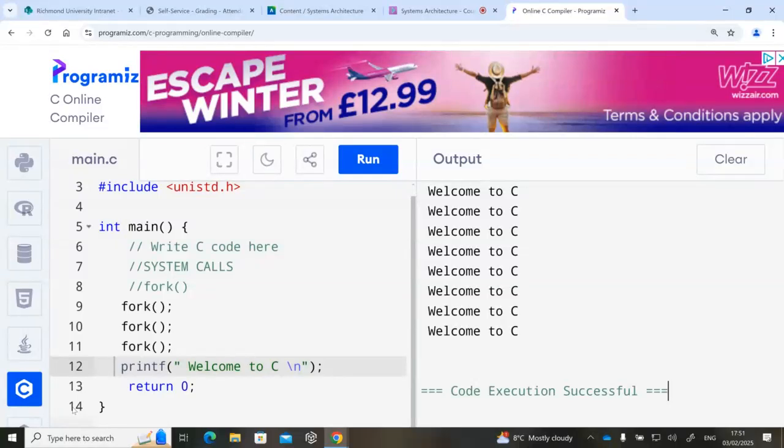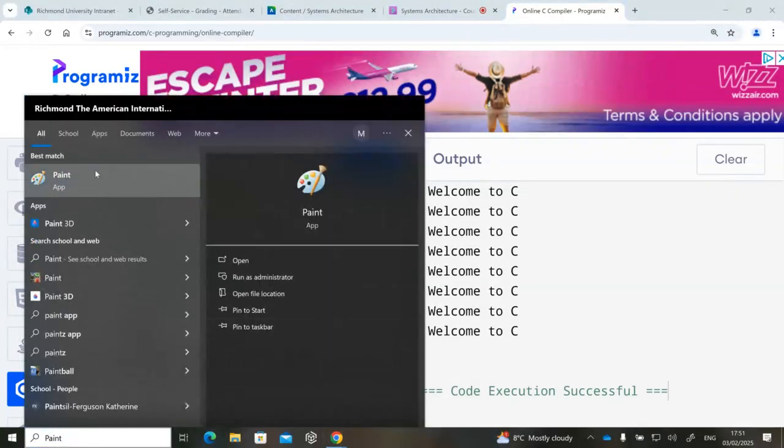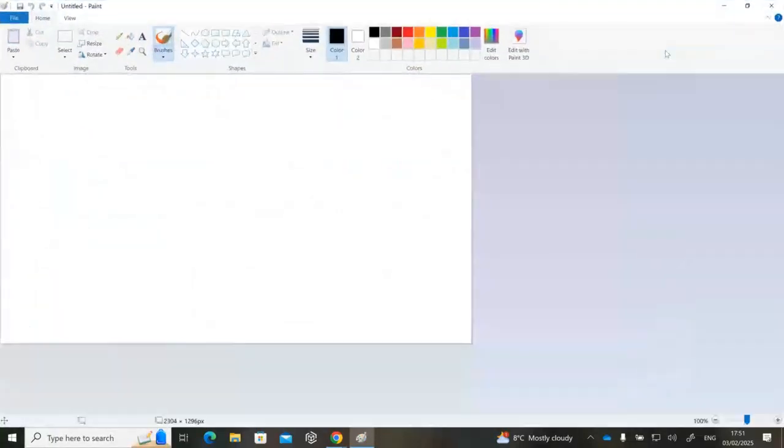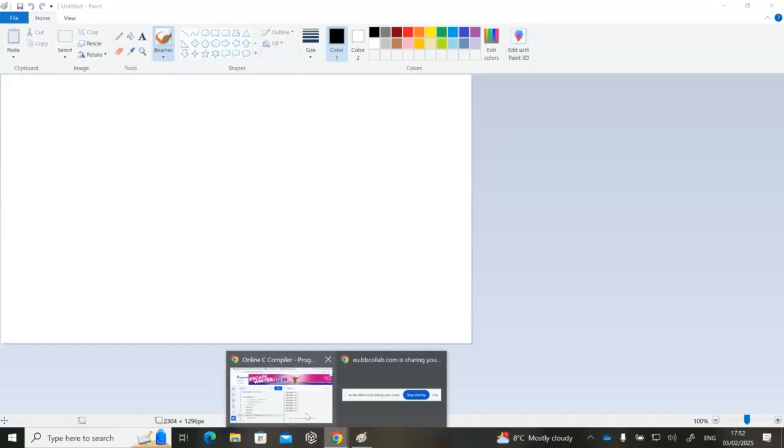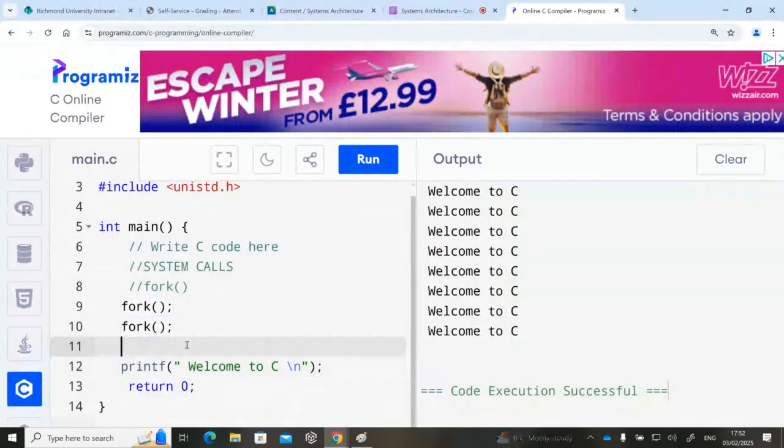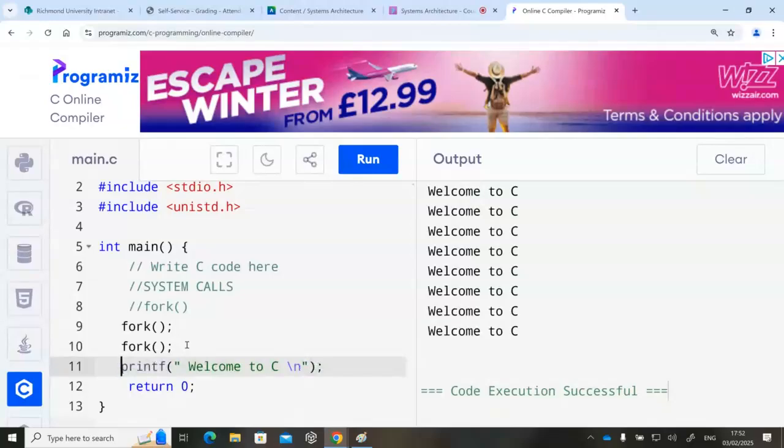Okay, and this phenomenon can be explained by a tree diagram. So write down the tree diagram for the fork function. Look here. We don't talk. Look here. So the question is, draw a tree diagram for two fork functions. So for example, you give two fork functions, and the question is, give a tree diagram for this one.